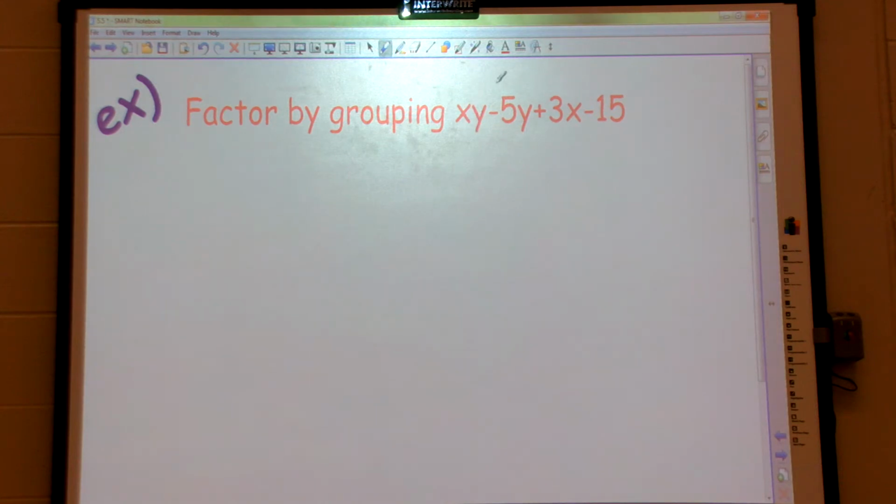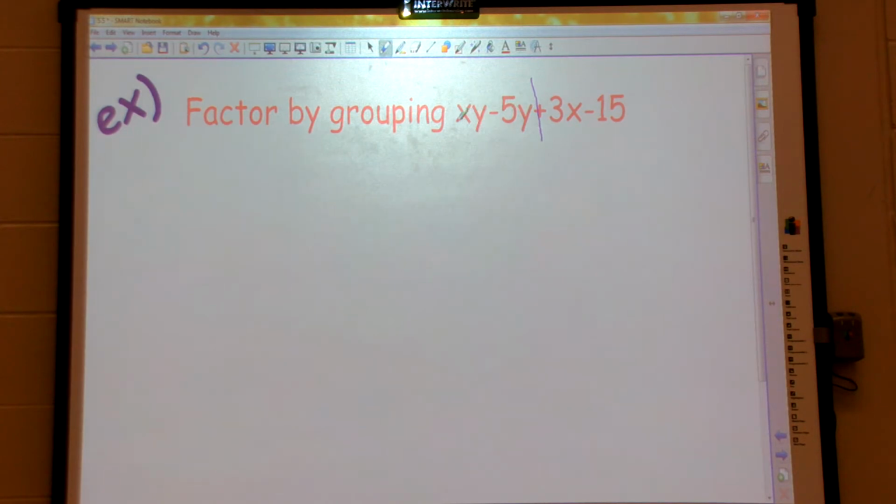See, I have 4 terms. That hints that I can factor by grouping. Now, look at all 4. Can I pull anything out of all 4? Nope. Okay, but that's the first thing you need to ask: can I take a GCF? So since I can't, line down the middle.